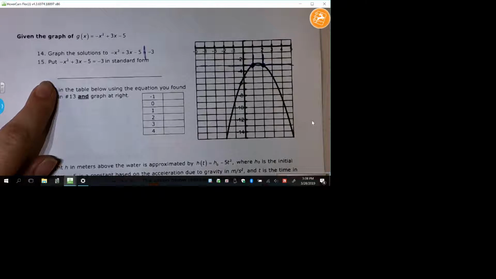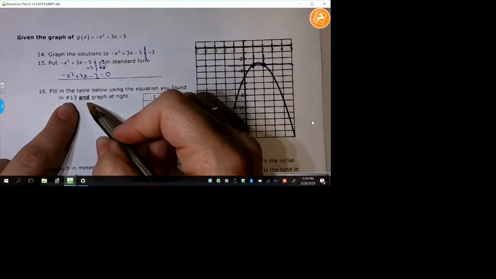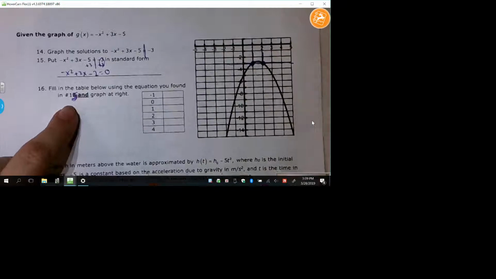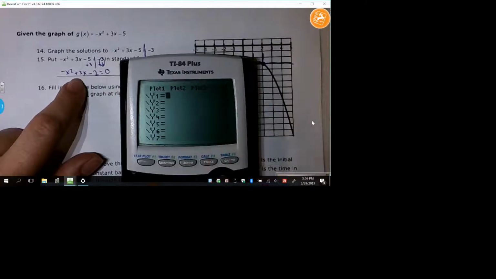Okay, it says put this in standard form. I know we haven't done this in a while, but standard form just means everything's on one side. So I'm going to add 3, and I get negative x squared plus 3x minus 2 equals 0. I'm pretty sure this means to say 15. Sorry, guys. Okay, and it says graph to the right. So let's fill in our new equation. Negative x squared plus 3x minus 2.